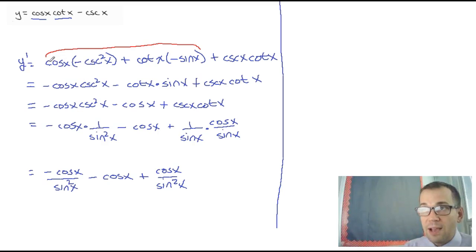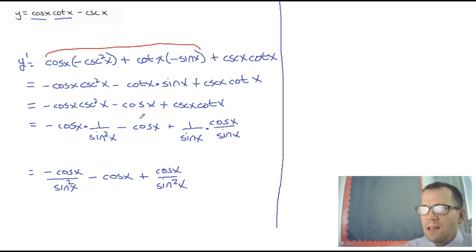If you multiply these two guys together, you get negative cosine x cosecant squared x. Multiplying these together gives negative cotangent x times sine of x, and then this of course stays the same. And you could really stop here, but if it was multiple choice, there'd be more work to do. So here's how the rest of the work might look.